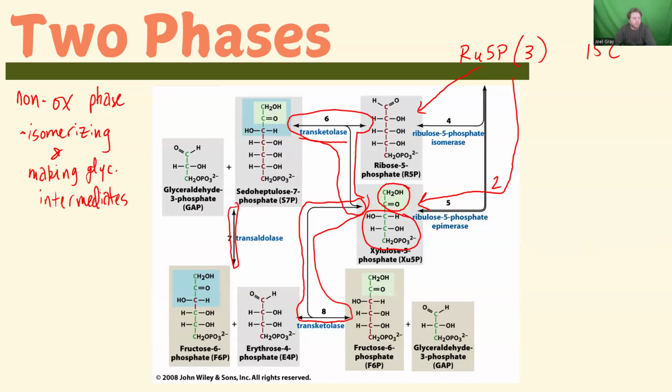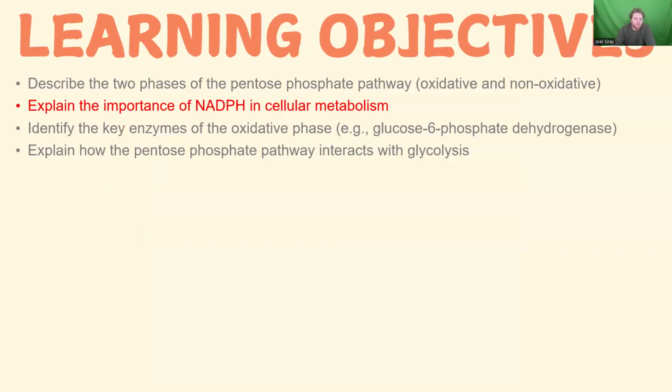What did I say were your important priorities for the non-oxidative phase? I want you to know that we've got lots of isomerizations, scrambling carbons around, and in the process, making glycolysis intermediates. This is the non-oxidative phase. I also want you to know that we're starting with Ru5P because that's our endpoint from the oxidative phase. I apologize for yawning. So those are our priorities for the non-oxidative phase of the pentose phosphate pathway.